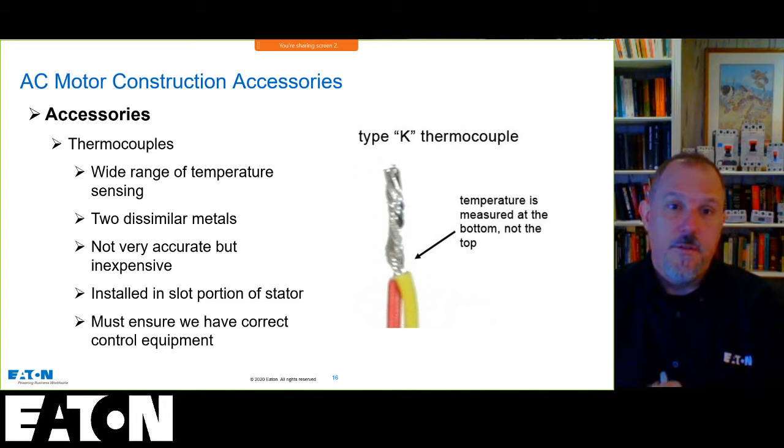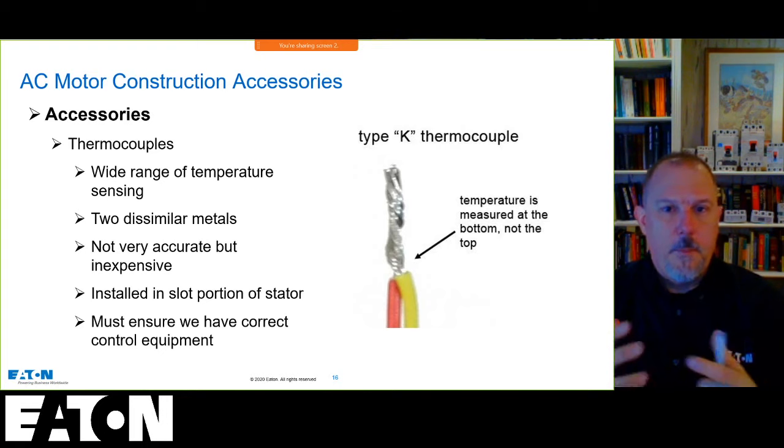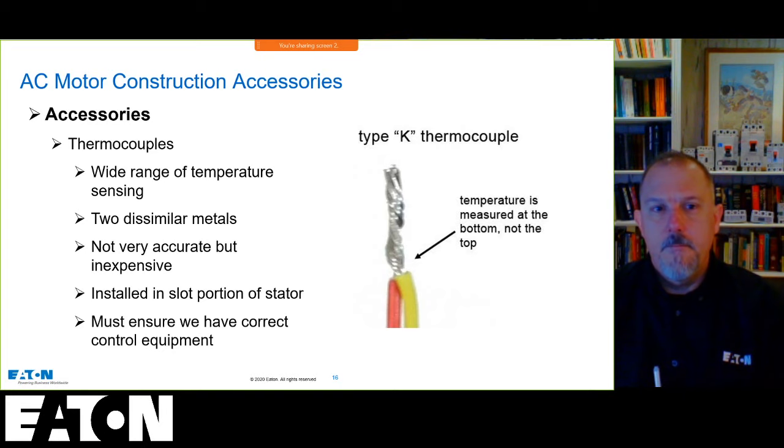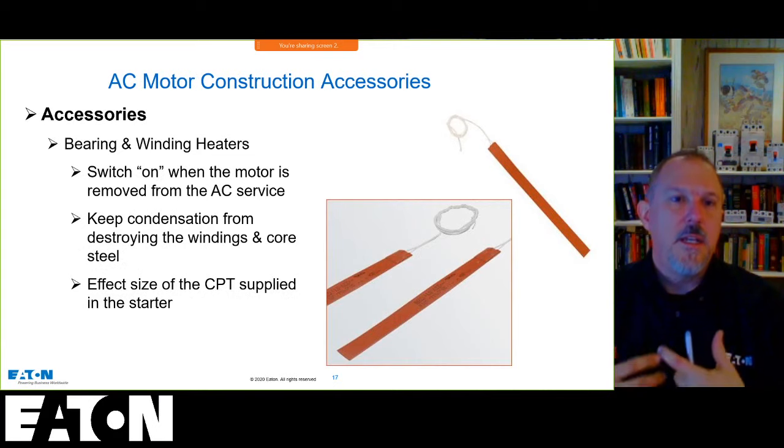Thermocouples, wide range of sensing. Again, you have two dissimilar metals, and they're placed in different places in and around that equipment. All used at sensing heat.